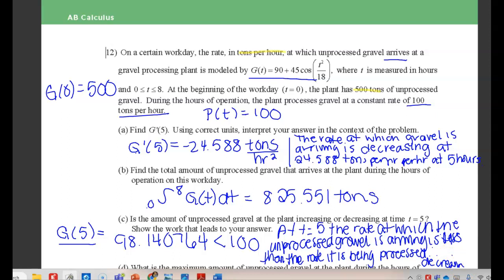So again, G of 5 is less than 100. Therefore, the rate at which the gravel is arriving is less than the rate at which the gravel is being processed. Therefore, at t equals 5, it is decreasing. That was hard to say.